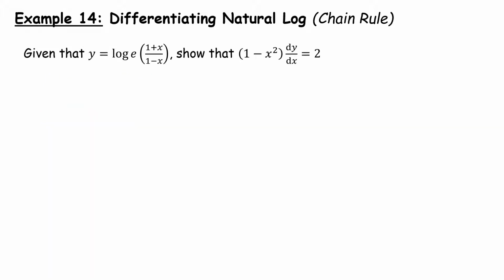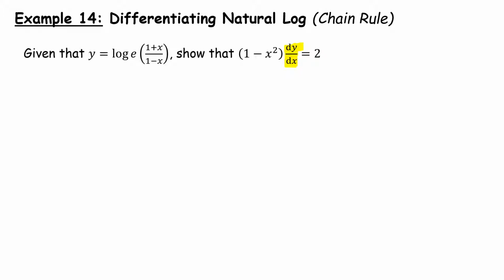So now let's look at another example of differentiation in natural log, so working with the chain rule. So given that y is equal to log to base e of 1 plus x all over 1 minus x, show that 1 minus x squared dy dx equals 2. So it's important here to note that we are looking for dy dx, that is our purpose, and we're going to sub it into that formula there.